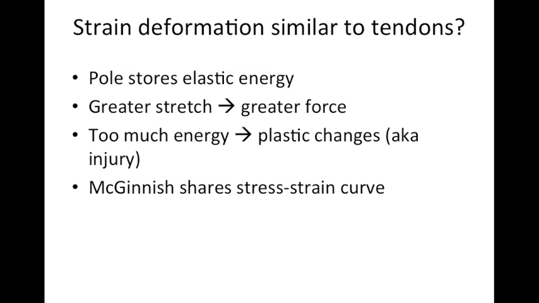And as you can see here, the pole is similar to tendons. The pole stores elastic energy. Greater stretch leads to greater force exchange. Too much energy leads to plastic changes. You can either see the pole break, or in the case of a tendon, tendons can rupture. McGinnis does a really good job in the text of discussing the stress-strain curve, so I'd highly encourage you to take a look at that.